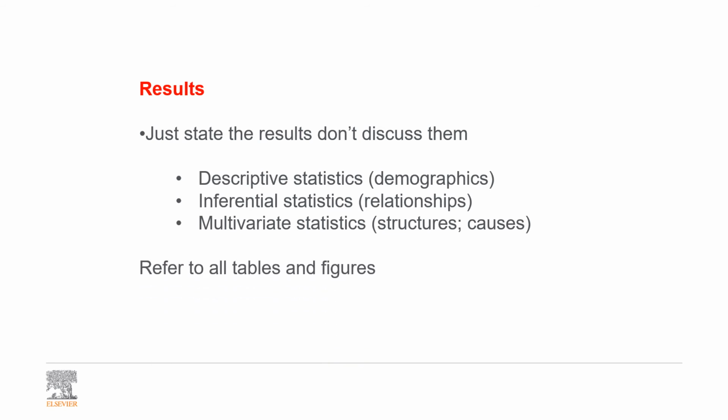And make sure that you refer to all tables and figures, another common error. And if you're asked to revise a paper and remove sections or change the order of the sections, when you submit your revision, make sure that the tables and figures are still referred to and referred to in the correct order. Table 2 shouldn't be referred to before Table 1.